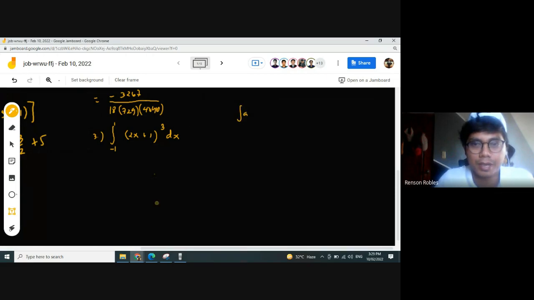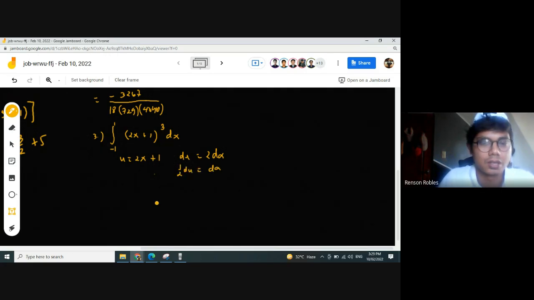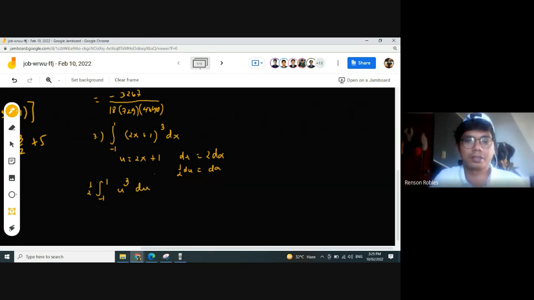It's written of the form ax plus b raised to n dx. After this, I'm going to teach you shortcut formulas. Say you let u be equal to 2x plus 1, and you know that du is 2 dx. You only have dx here. So you have 1/2 du is dx. You have integral from negative 1 to 1. This is your u to the third power. Then dx is 1/2 du. Right? Then integrating, you have 1/2 u to the 4 over 4 evaluated from negative 1 to 1.